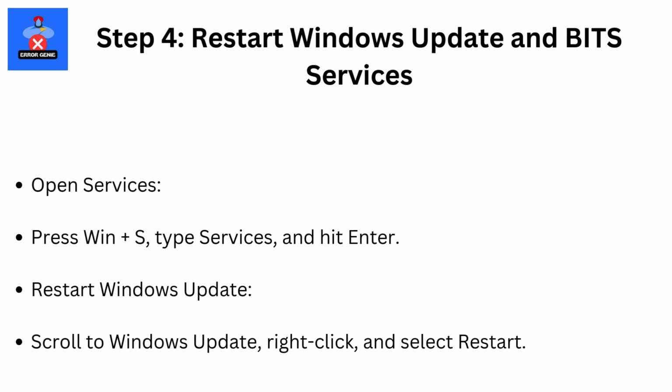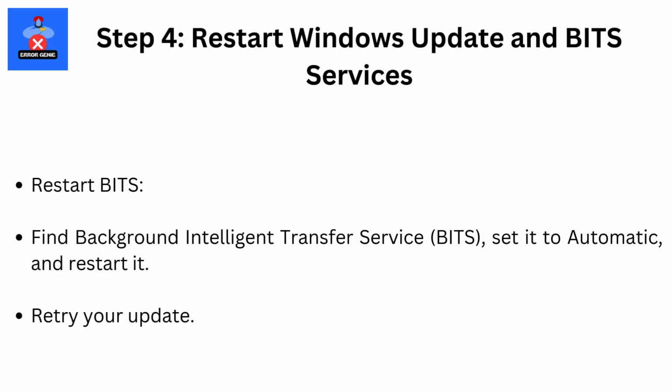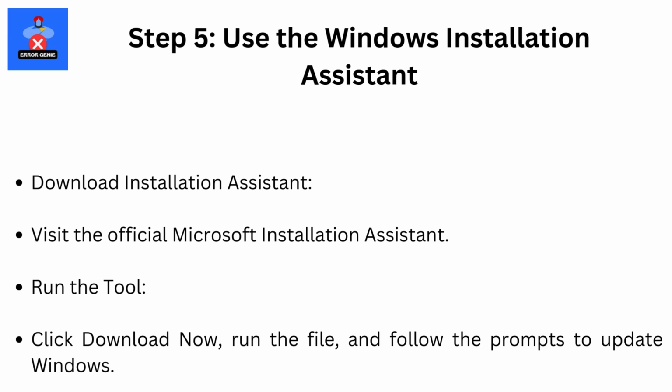Step 4. Restart Windows Update and BITS Services. Open Services. Press Win+S, type Services, and hit Enter. Restart Windows Update. Scroll to Windows Update, right-click, and select Restart. Restart BITS. Find Background Intelligent Transfer Service, BITS. Set it to Automatic, and restart it. Retry your update.